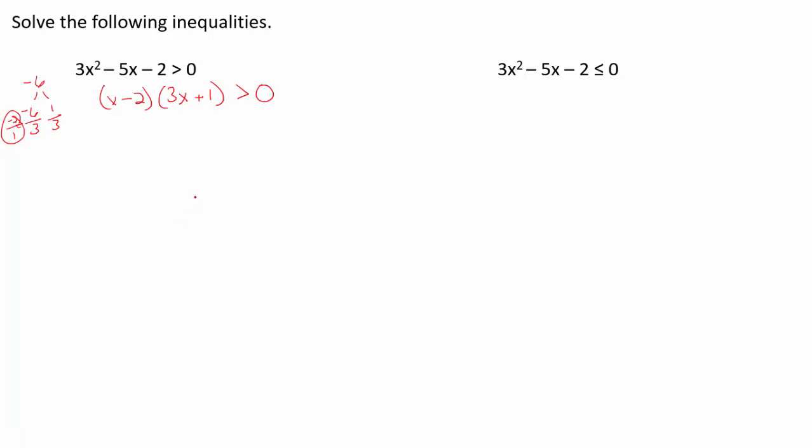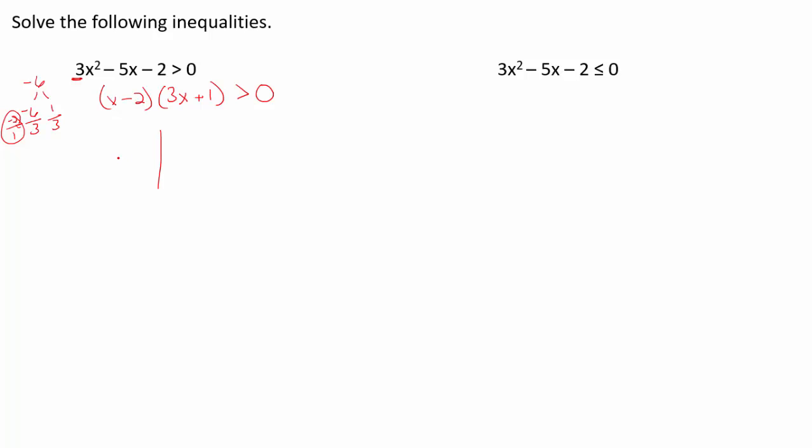Well, you have two options here. You can do a rough sketch of your graph very quickly to answer this, or you can do a sign chart. And I'm actually going to show you both methods. So in this case, we're going to look at our coefficient of our x squared term and notice that it is positive, which means our graph will be opening up.